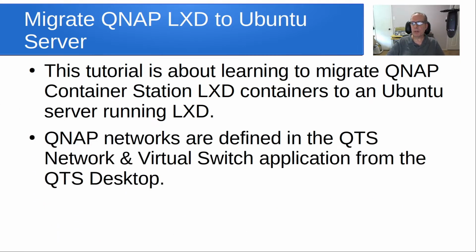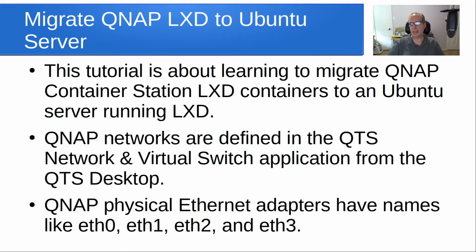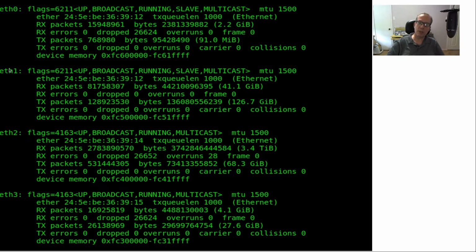So QNAP networks are defined in the QTS Network and Virtual Switch application from the QTS Desktop. QNAP physical Ethernet adapters have names like ETH0, ETH1, ETH2, and ETH3, and you can even have more adapters if you have optional Ethernet adapter cards installed in your QNAP. So this is what those devices look like if I did an IP-A, or in this case, an ifconfig. You can see my ETH0, ETH1, ETH2, ETH3. I want you to notice that I do not have any IP addresses assigned for these, and we're going to see shortly why that's the case.